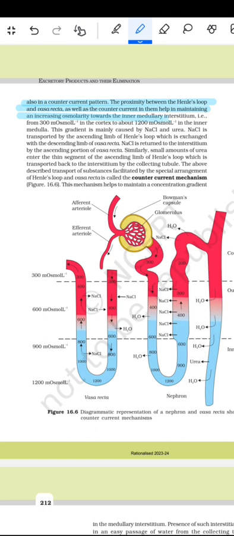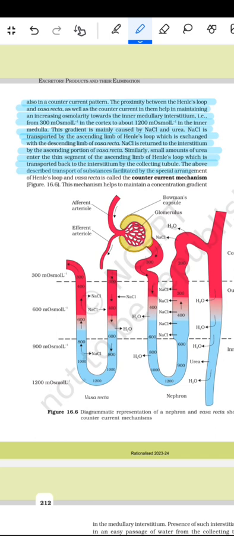This helps in maintaining an increasing osmotic gradient towards the inner medullary interstitium, from 300 milliosmol per liter in the cortex to about 1200 milliosmol per liter in the inner medulla. This gradient is mainly caused by NaCl and urea. NaCl is transported by the ascending limb of the loop of Henle, which is exchanged with the descending limb of the vasa recta. NaCl is returned to the interstitium by the ascending portion of the vasa recta. Similarly, a small amount of urea enters the thin segment of the ascending limb of the Henle's loop, which is transported back to the interstitium by the collecting tubule.